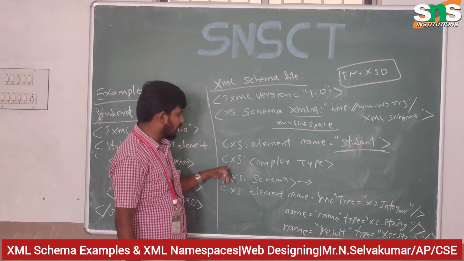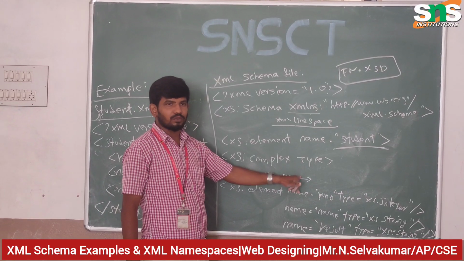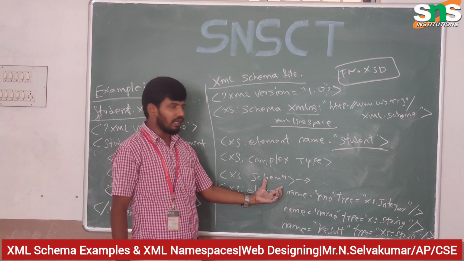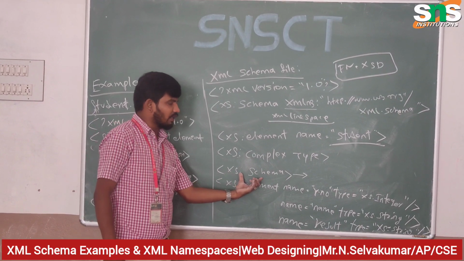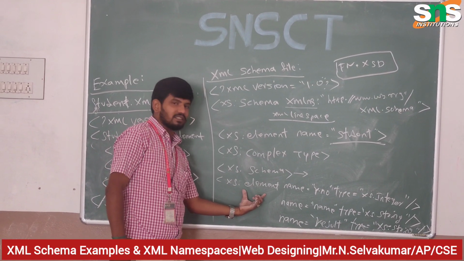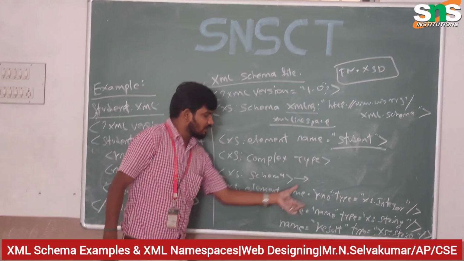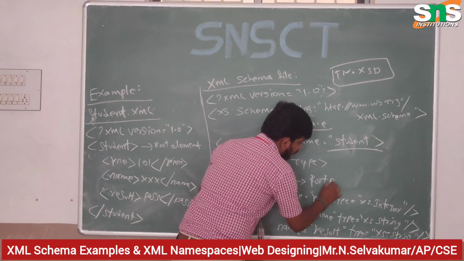We need to define whether this program is a complex type or a simple type program. Here I am defining that this program is a complex type program. So the complex type is defined here. Then the XML schema is started and the XML element is produced. This element is called the child element, and this schema is the root element.